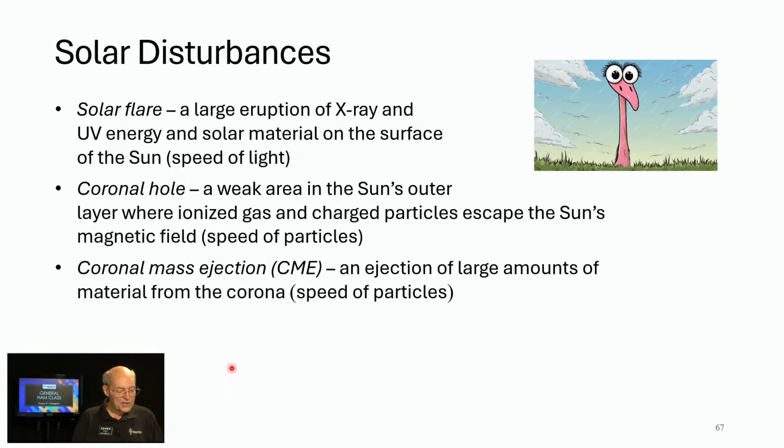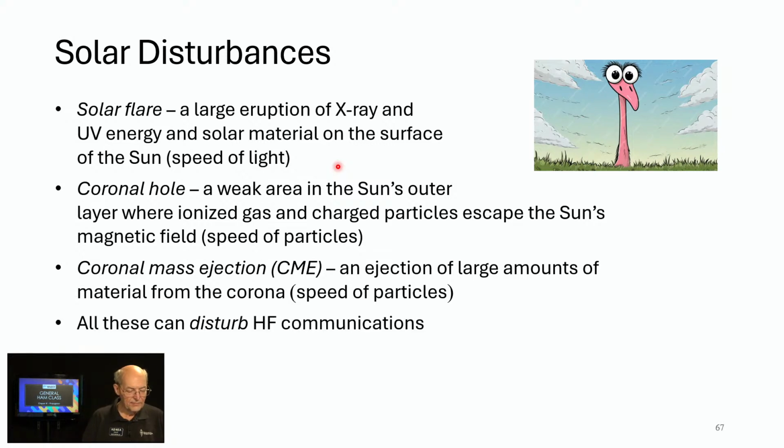Coronal mass ejection is another one. Ejection of large amounts of material from the corona, speed of particles. So it's just solar flares that we've identified so far that come at us at the speed of light. All of these can disturb HF communications. So solar flare, coronal hole, CME, these will disturb HF communications.